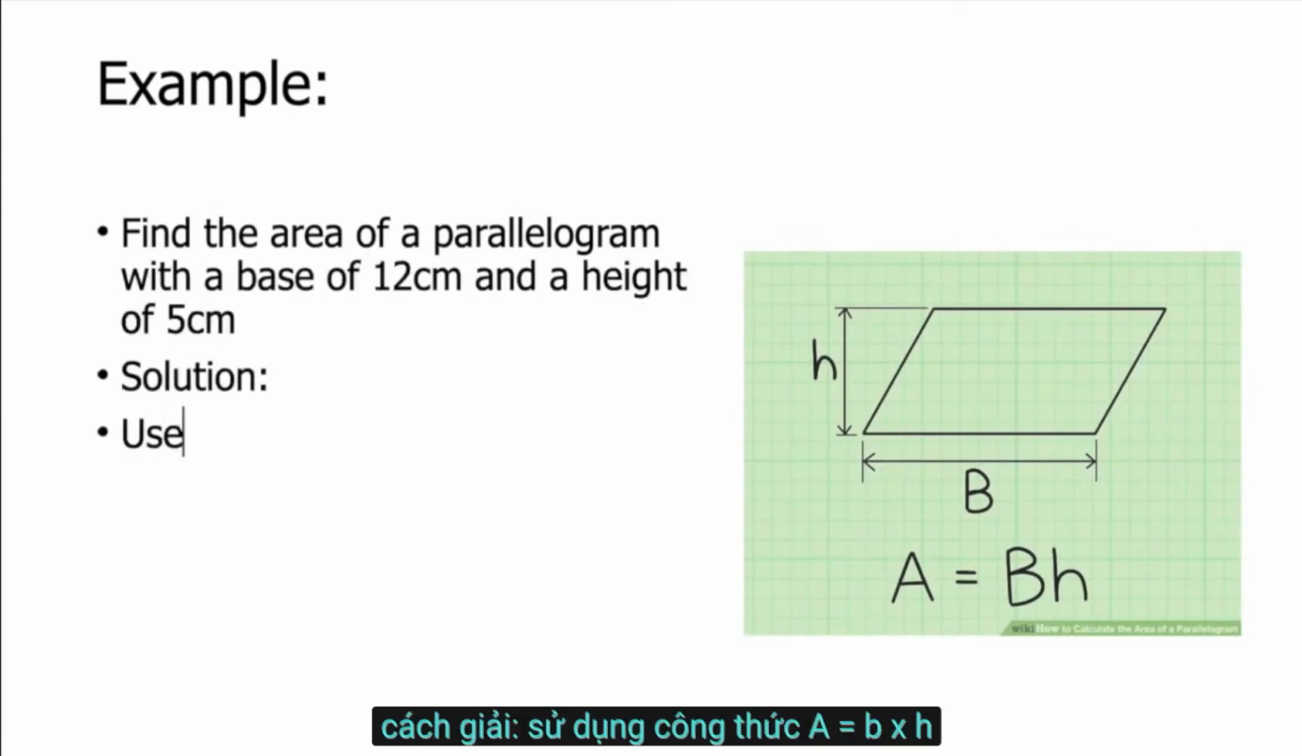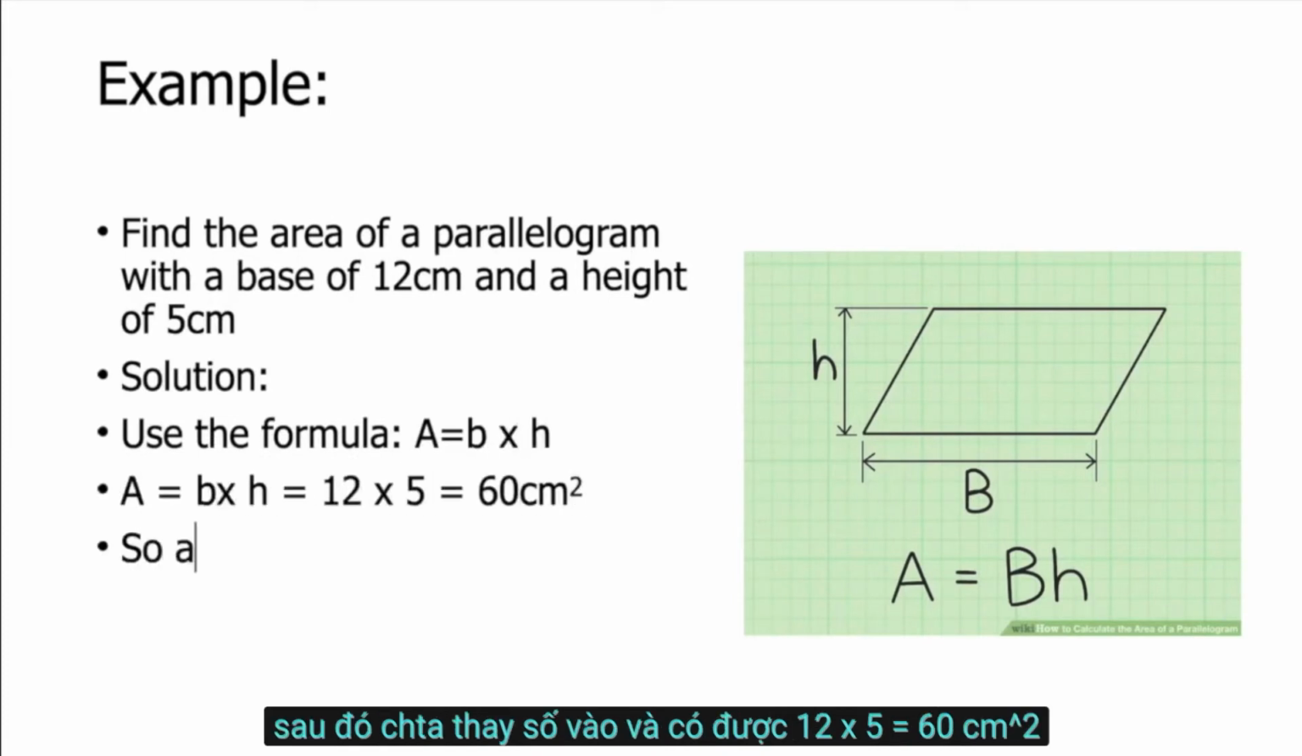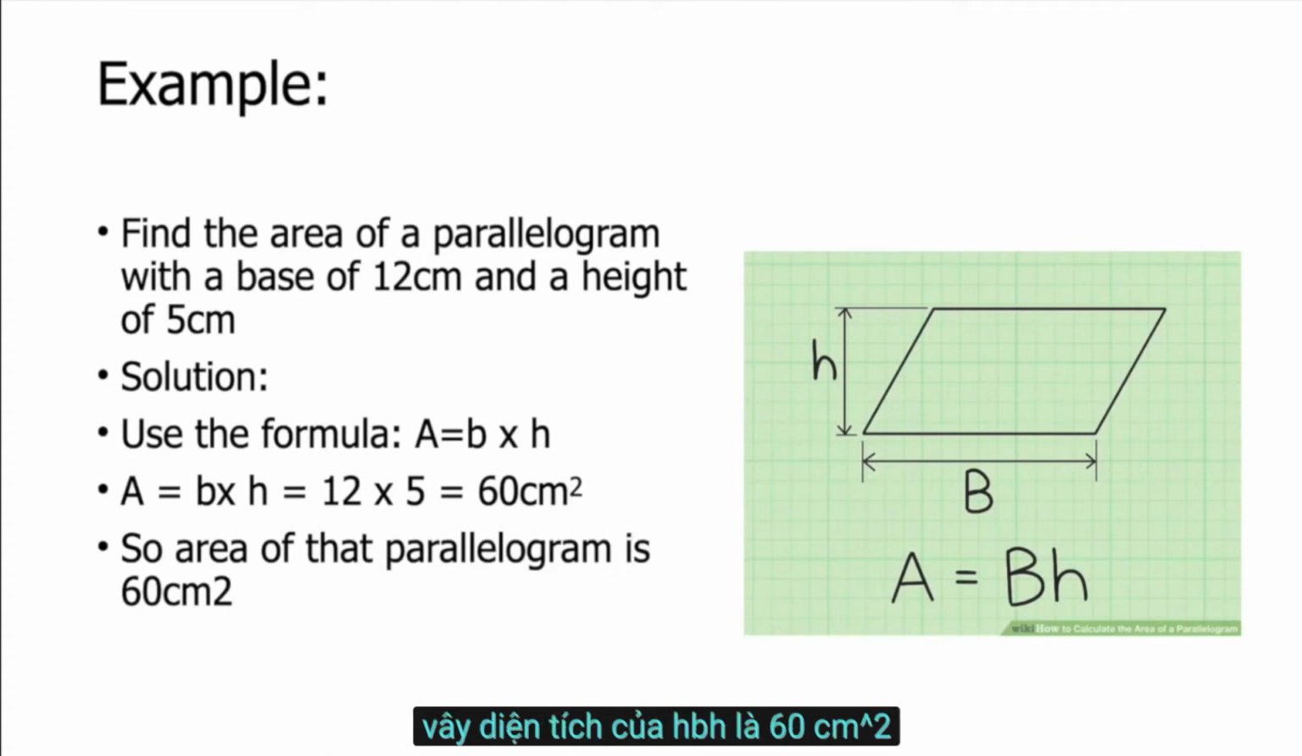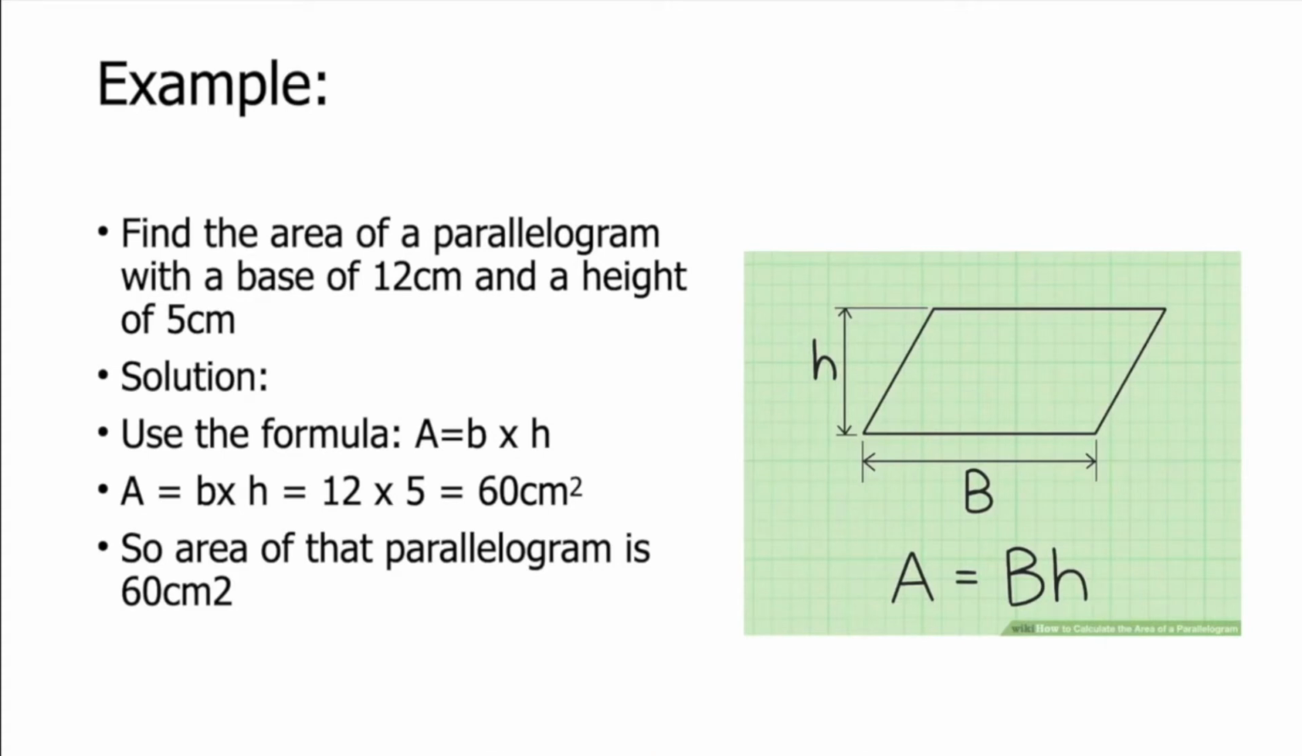Solution. First, we apply the formula A equal to B multiplied by H, and we put in the numbers, and it is 12 times 5, and it is equal to 60 centimeters squared. So the area of the parallelogram is 60 centimeters squared.